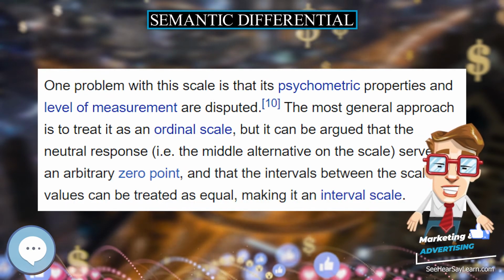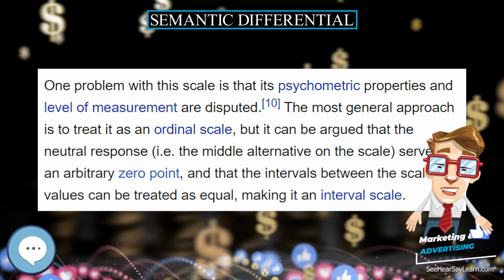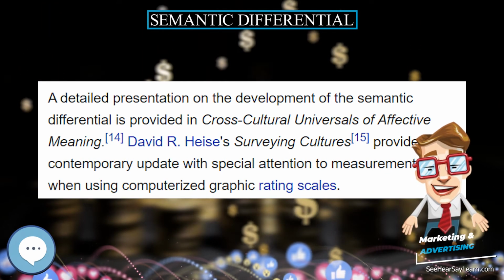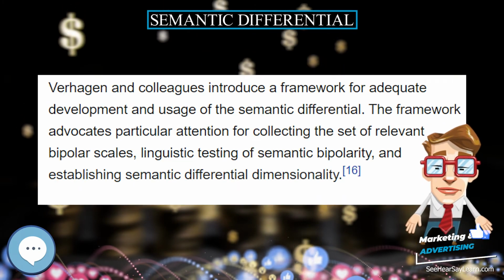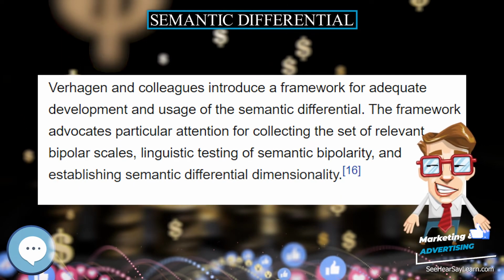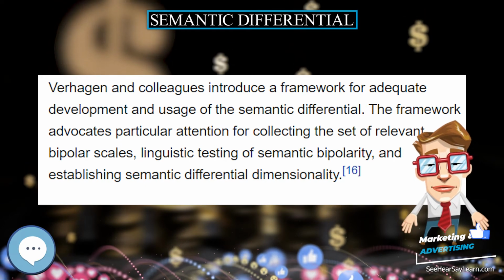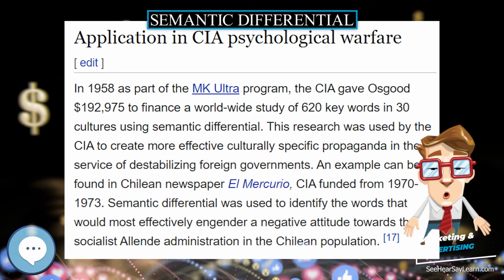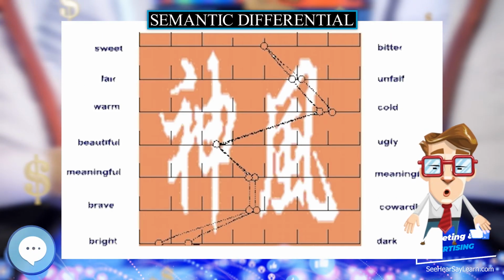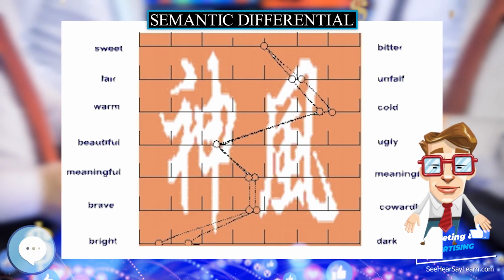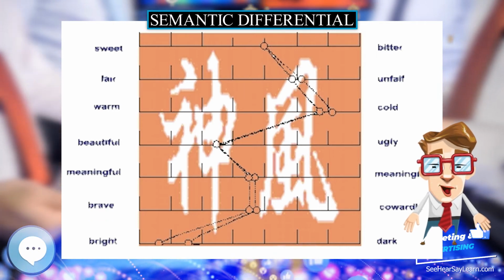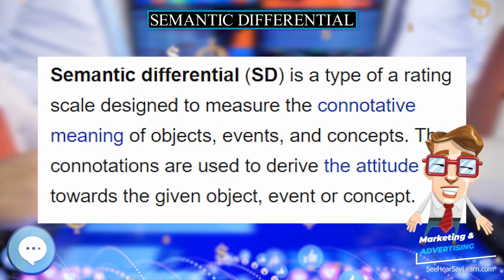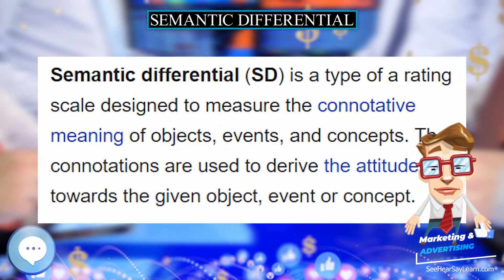A detailed presentation on the development of the semantic differential is provided in Cross-Cultural Universals of Affective Meaning. David R. Heiser's Surveying Cultures provides a contemporary update with special attention to measurement issues when using computerized graphic rating scales. Verhagen and colleagues introduce a framework for adequate development and usage of the semantic differential. The framework advocates particular attention for collecting the set of relevant bipolar scales, linguistic testing of semantic bipolarity, and establishing semantic differential dimensionality.